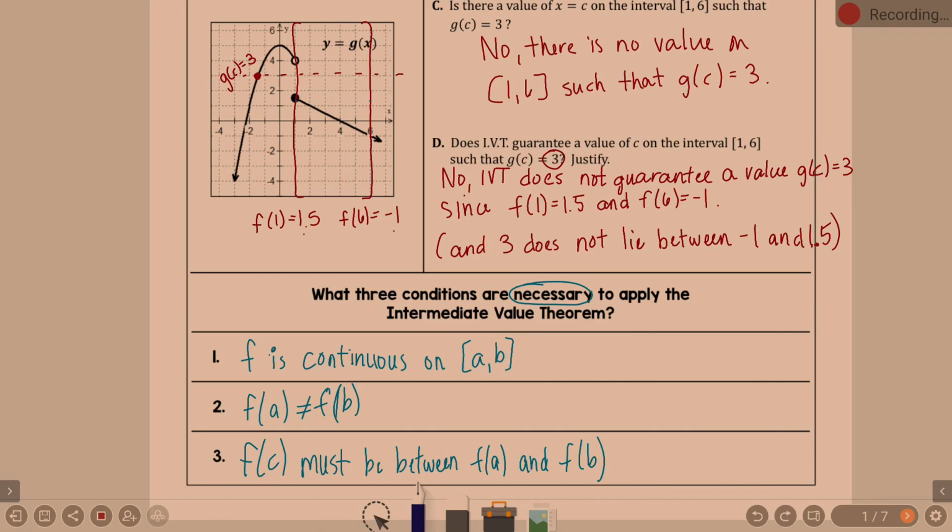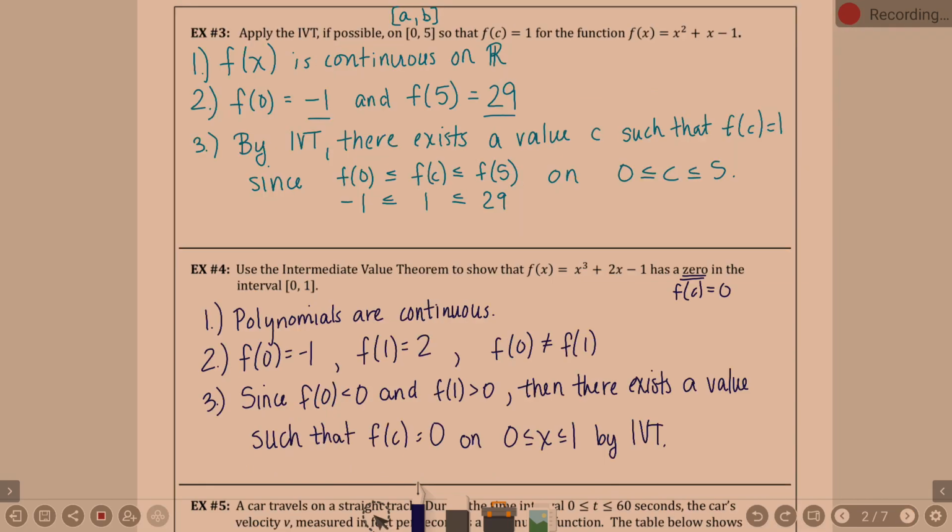So as we look at number 4, use the intermediate value theorem to show that f of x has a 0 in the interval 0 to 1. Remember from yesterday, continuous. Is it continuous? X cubed plus 2x minus 1? Yes. That's a polynomial, right? So I wrote that polynomials are continuous. That's a fact you can state on the AP. Then, if you recall from yesterday, we did this on the previous one, check the endpoints, right?